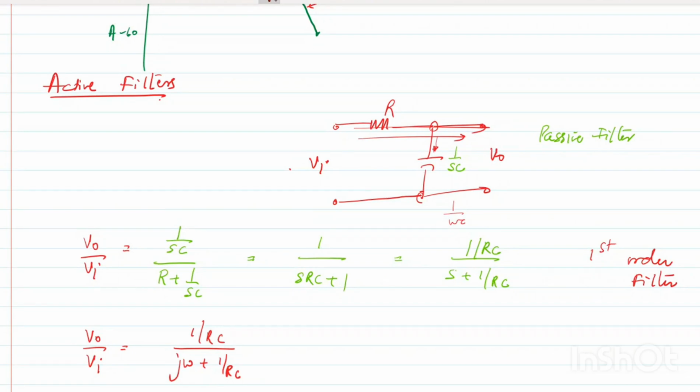But when omega is very high, what will happen? 1 by omega C will become 0. It will go like this. It will not go out. That means it is stopping the higher frequencies. It's a low pass filter.